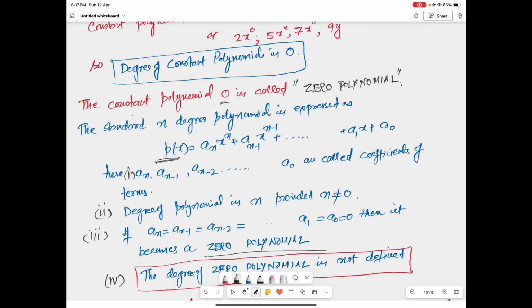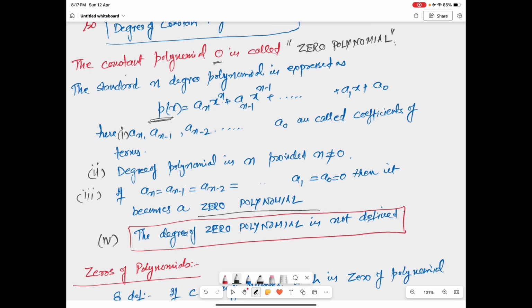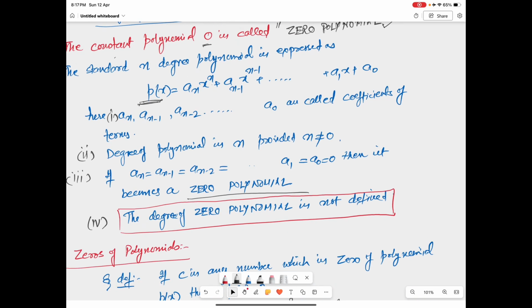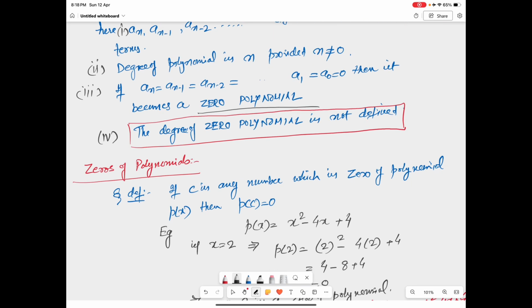As you know, a_(n-1), a_(n-2), and a_0, a_1 are called the coefficients of each term. Here, the degree of the polynomial is n, because the exponent of the highest term is n, provided n is not equal to 0. And if all the coefficients become 0, then it becomes a zero polynomial, because the value of the polynomial becomes 0. For a zero polynomial, the degree is not defined. There is no degree which can be defined for a zero polynomial.